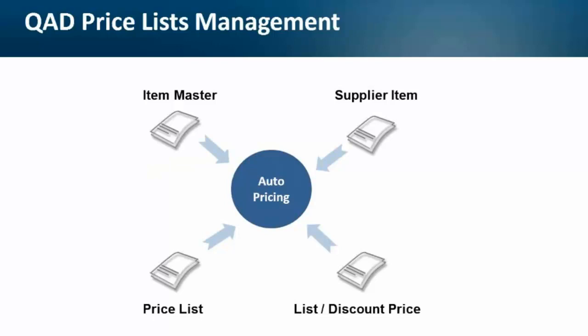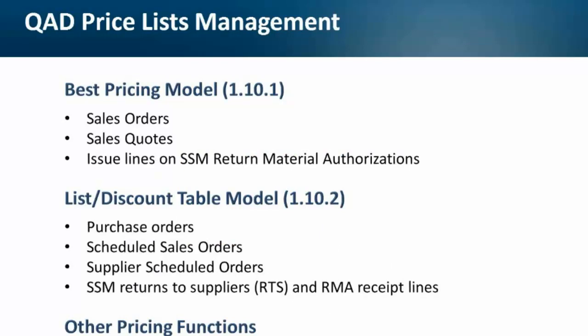The simplest way is to maintain prices in the item master maintenance. However, this practice does not provide the required flexibility and is rarely used. For example, you would not be able to have different prices for different customers if you set up the price in the item master. So that's why there are two pricing models in the QAD ERP system where price lists are maintained: the best pricing and the least discount table pricing. Depending on the transaction type, one or the other is used.